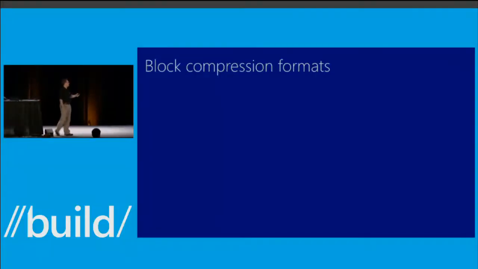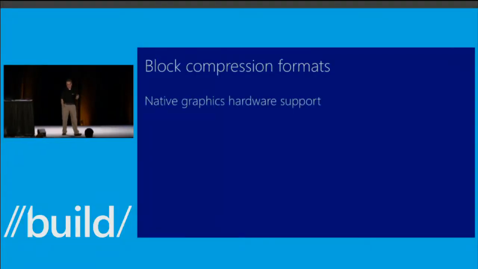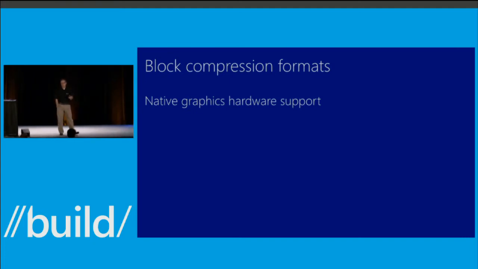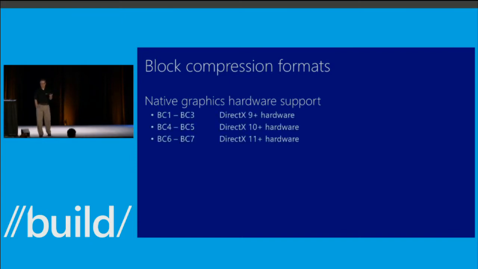So the second one is block compressed formats. Now, this is a native format that's been around in DX hardware for a long time. There's actually 7 formats. They're related to different generations of graphics hardware. So the 3D crowd has known about these for a long time, but D2D has never actually taken advantage of them. BC1 through 3 works as a block compressed format for 9 hardware. 10 hardware adds 4 and 5, 11 hardware adds 6 and 7.